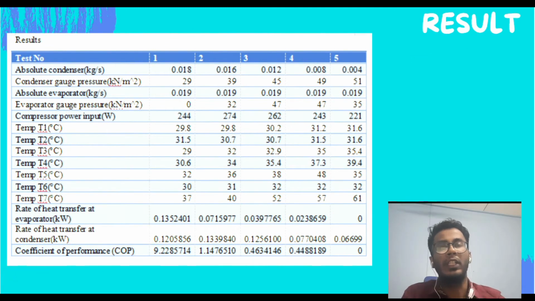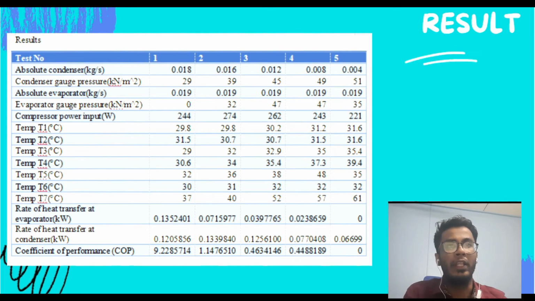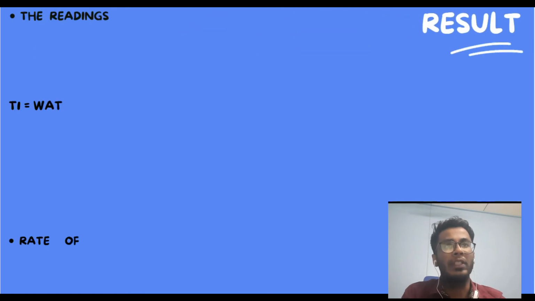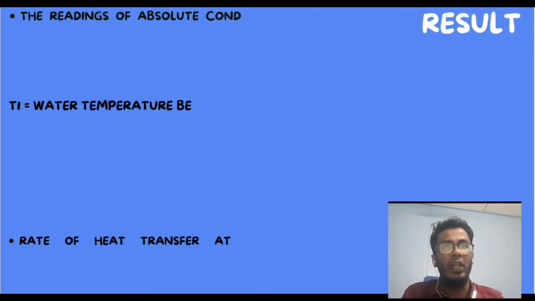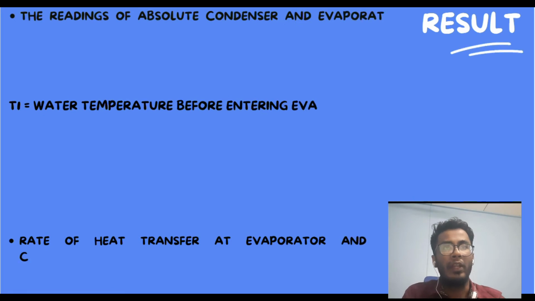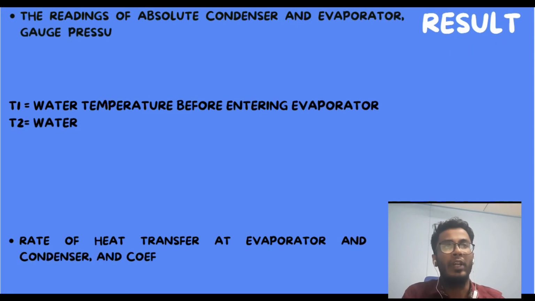So let's start with the results part. The table shows the readings of absolute condenser and evaporator pressure, gauge pressure of condenser and evaporator, power input of compressor and the temperature of water for inlet and outlet of evaporator and condenser for every 10 minutes for 5 times.